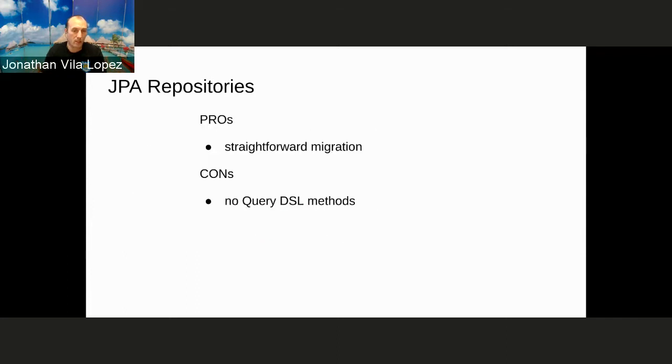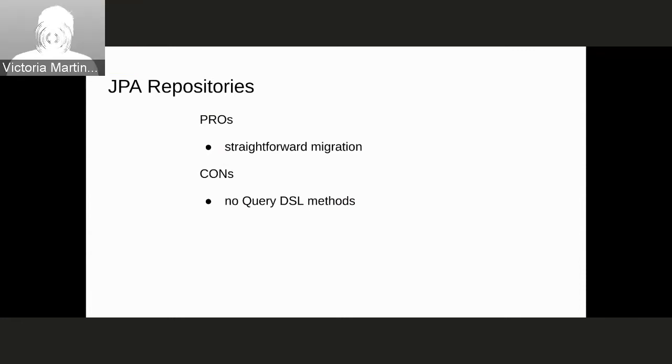The only drawback is that we didn't have the query DSL methods that are very famous or common in Spring. So those find by name, find by blah, blah, blah. We don't have that. But we can annotate our methods with the query that we are going to use. And that's it. I would prefer this way, but I understand that the Spring way for easy queries is also convenient. Well, this is what we found.